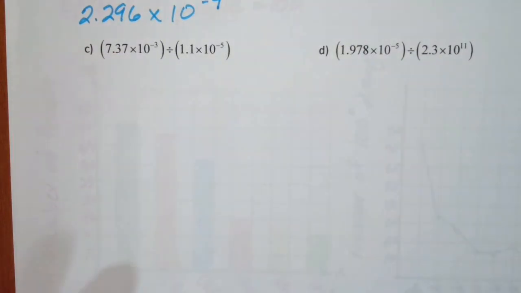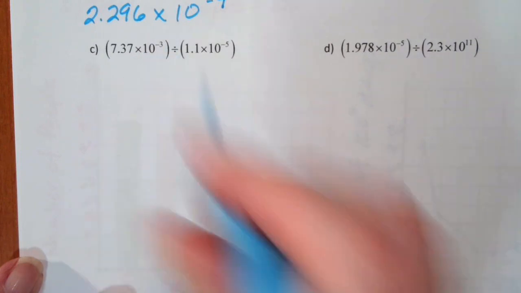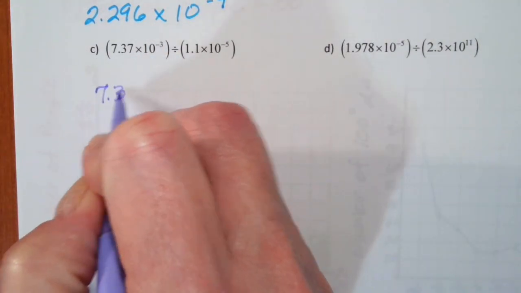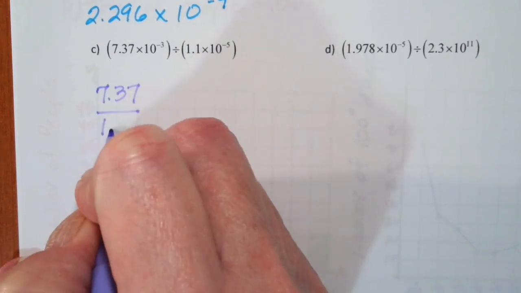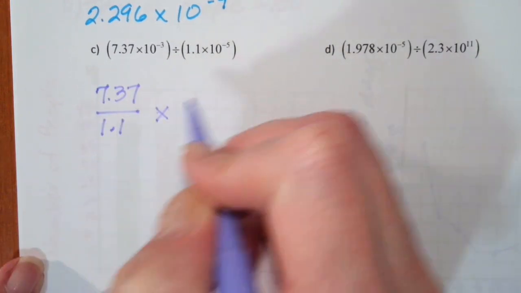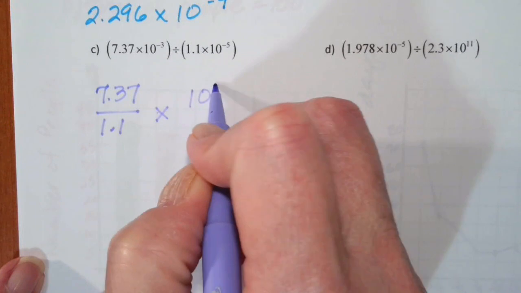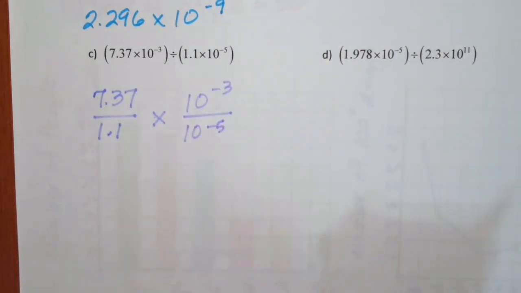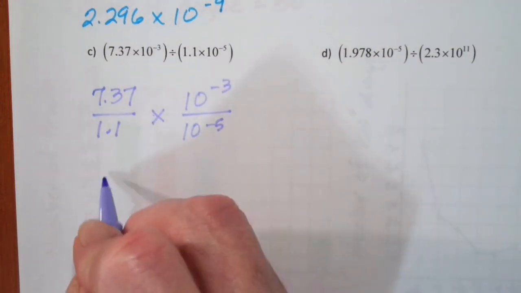Okay, if I'm dividing, I am going to take 7.37 divided by 1.1 times 10 to the negative 3 divided by 10 to the negative 5. So 7.37 divided by 1.1 gives me 6.7.